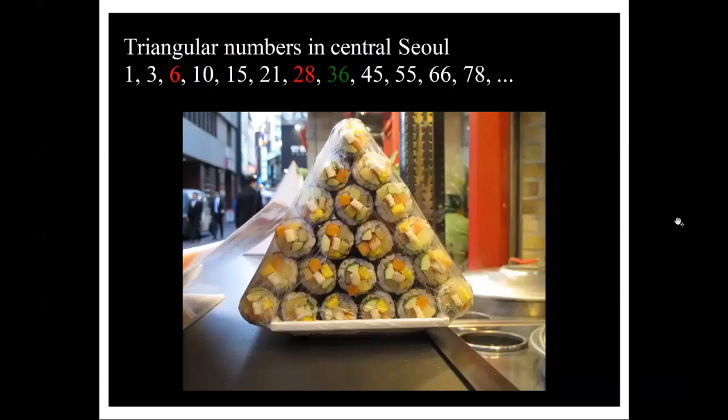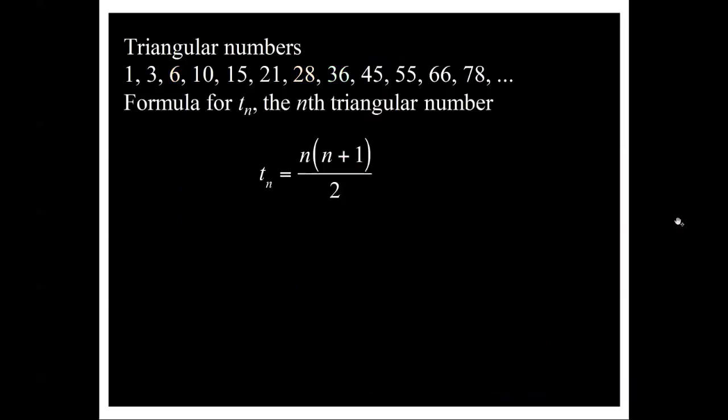The reason I've colored 36 is because that's a perfect square. So is 1, actually. But a nice question for students is, what is the next triangular number that's also a perfect square? How would you work that out? And of course, there's a formula for this. This is Gauss's formula, or the formula for the handshake problem. 1 plus 2 plus 3 up to n is n times n plus 1 over 2.